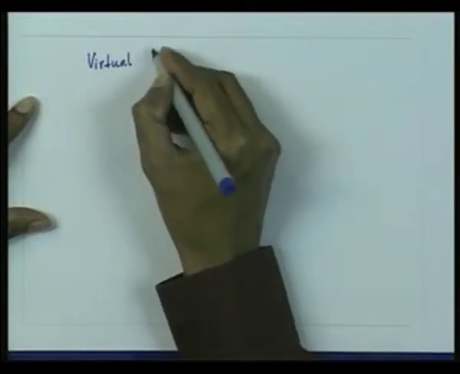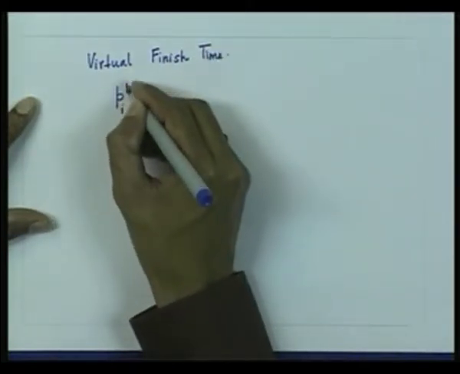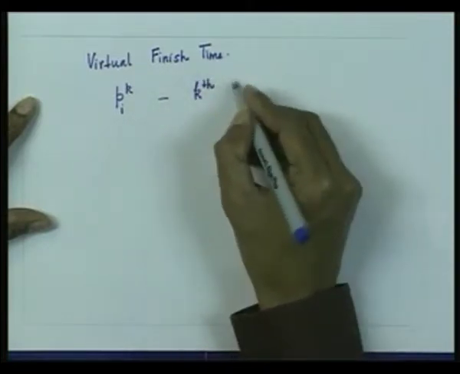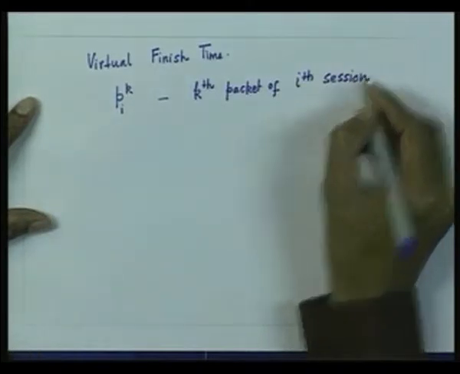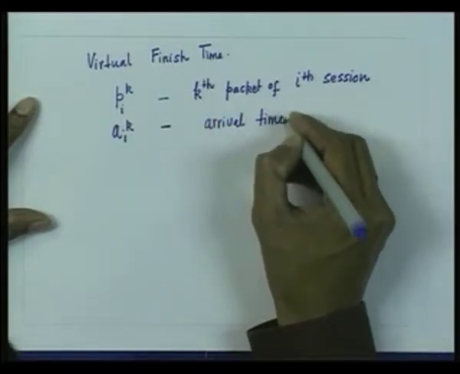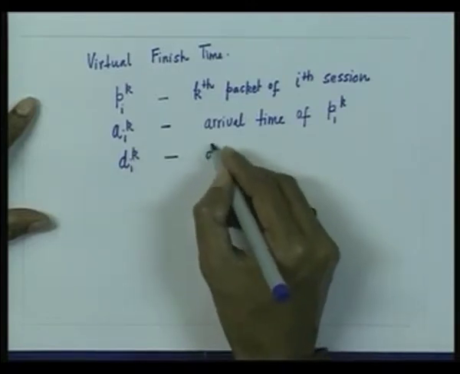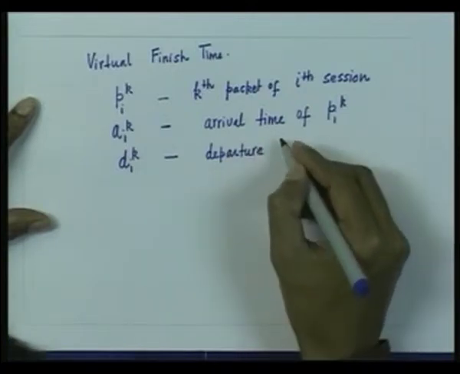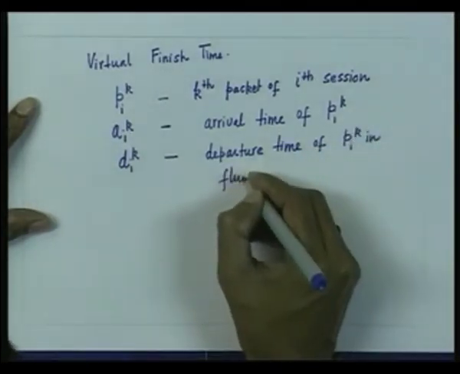Okay, now we define some quantity which we call the virtual finish time. Let us say that Pik is the kth packet of the ith session, Aik is the arrival time of the packet Pik, and Dik is the departure time of Pik in the fluid flow fair queuing.